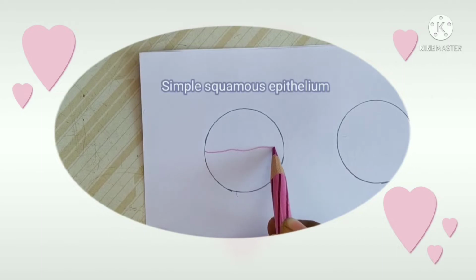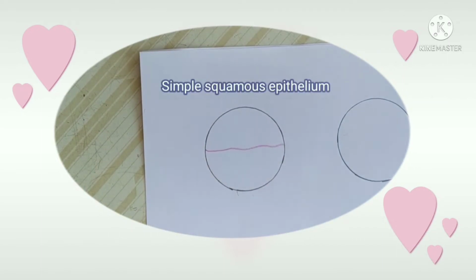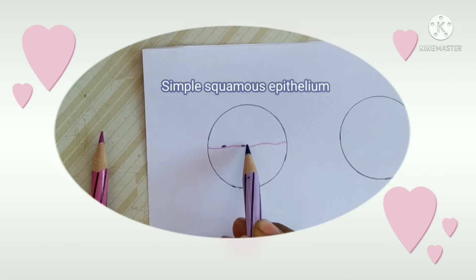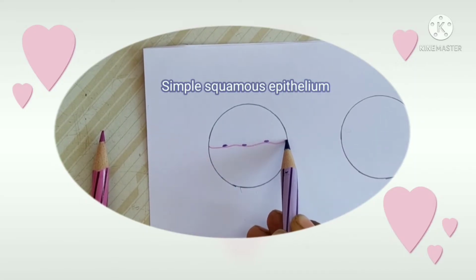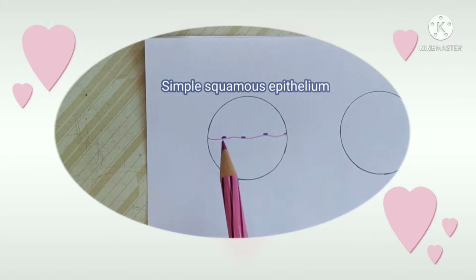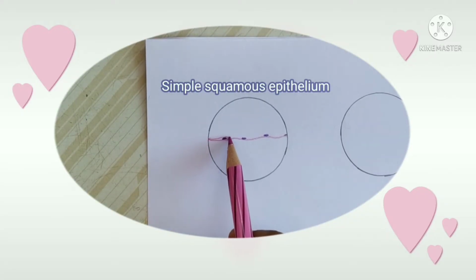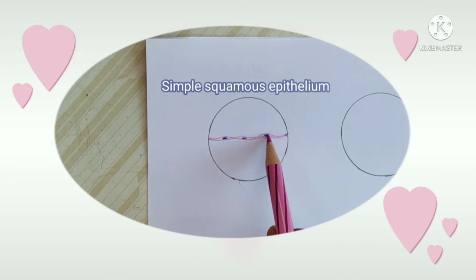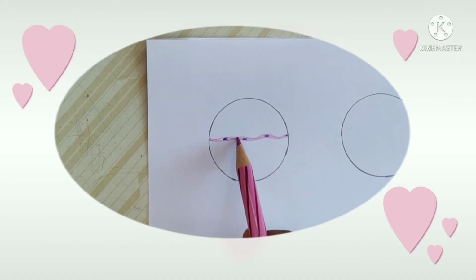Let's start with a simple squamous epithelium. For any epithelium, we have to draw a basement membrane. Then for the squamous epithelium, the nucleus is very flat and the cytoplasm is hardly seen. So, flat cytoplasm we have to draw. It is seen in the alveoli of the lungs.